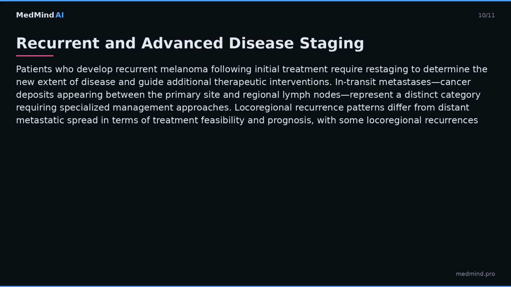Recurrent and advanced disease staging. Patients who develop recurrent melanoma following initial treatment require restaging to determine the new extent of disease and guide additional therapeutic interventions. In-transit metastases, cancer deposits appearing between the primary site and regional lymph nodes, represent a distinct category requiring specialized management approaches. Locoregional recurrence patterns differ from distant metastatic spread in terms of treatment feasibility and prognosis, with some locoregional recurrences amenable to surgical salvage.